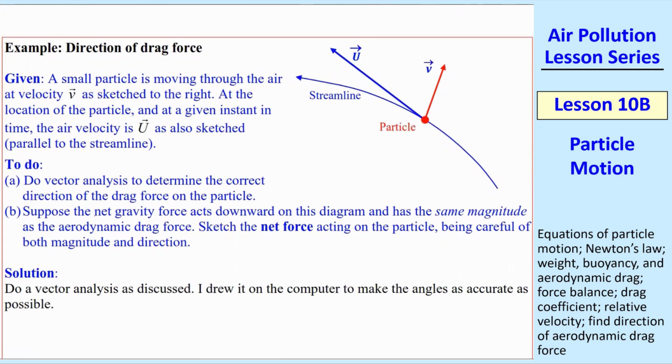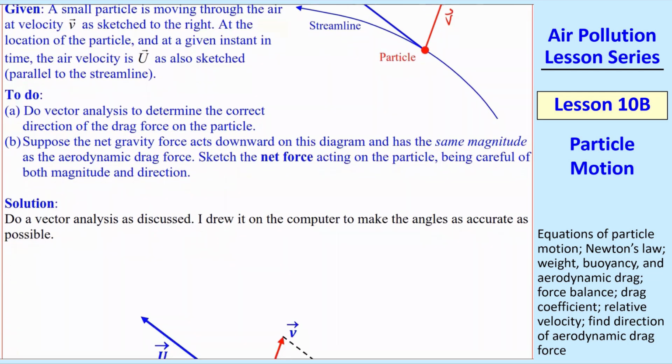Now let's just do a little practice with this vector summation. We're given a small particle that's moving through the air at speed v as shown here. So this is little v as I've labeled. Here's a streamline of air. The velocity of the air is parallel to the streamline. So at the location of the particle, at some instant in time, the particle is moving that way, the air is moving that way. We want to do a vector analysis to determine the correct direction of the drag force on the particle. And then we'll also add gravity.